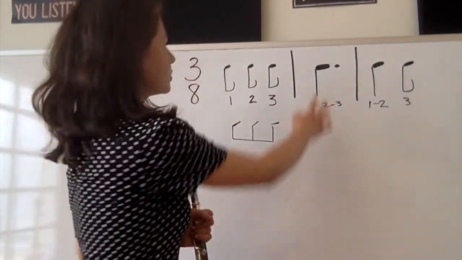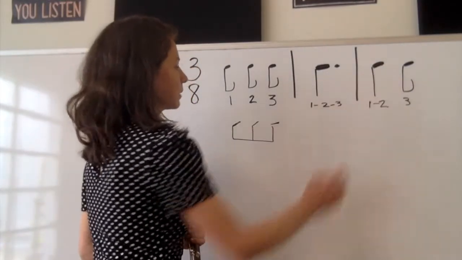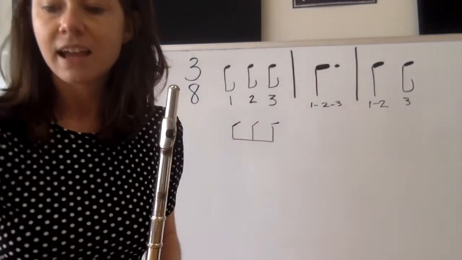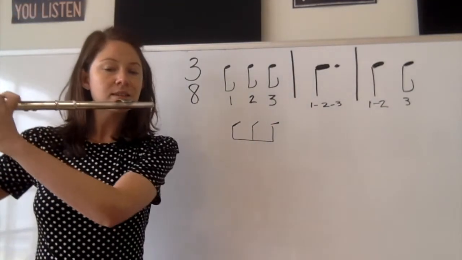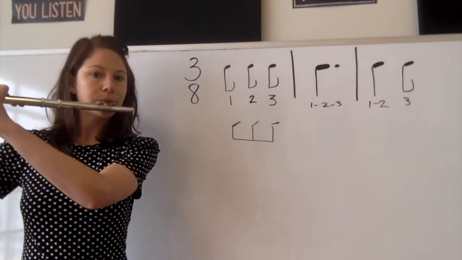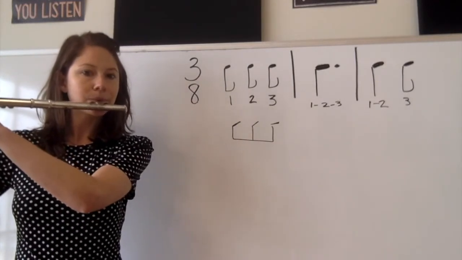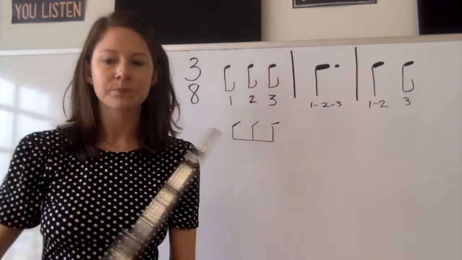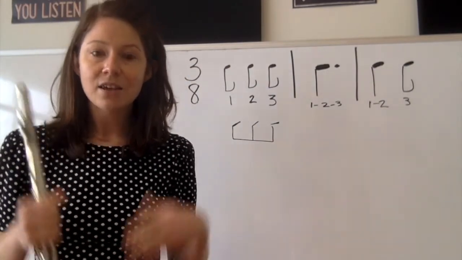But again, this will typically look like this. This would typically look like this. This is just an alternative way to write this. And these 3 measures would sound like this. And that's 3/8.